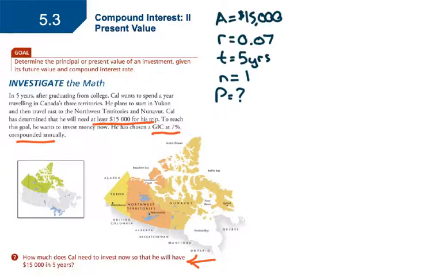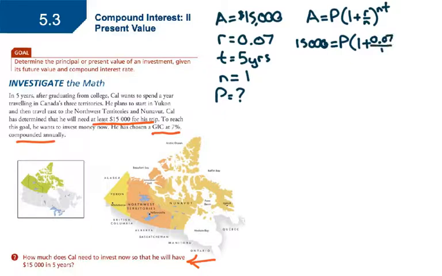So as I said, it's the same formula. A equals P times (1 plus R over N) to the power of NT. Substituting in what we know, A is 15,000. P we don't know. R is 0.07. N is 1. The exponent is 1 times 5.